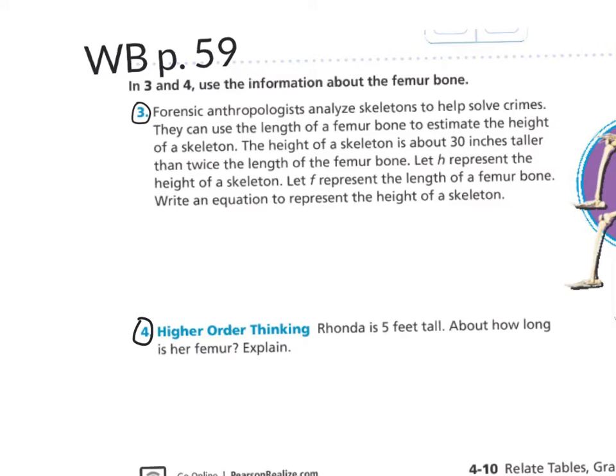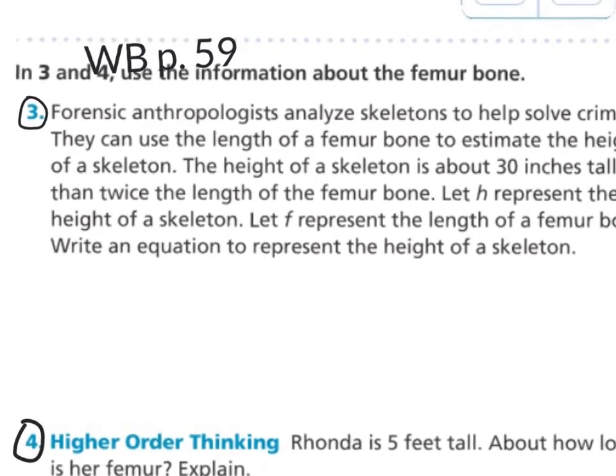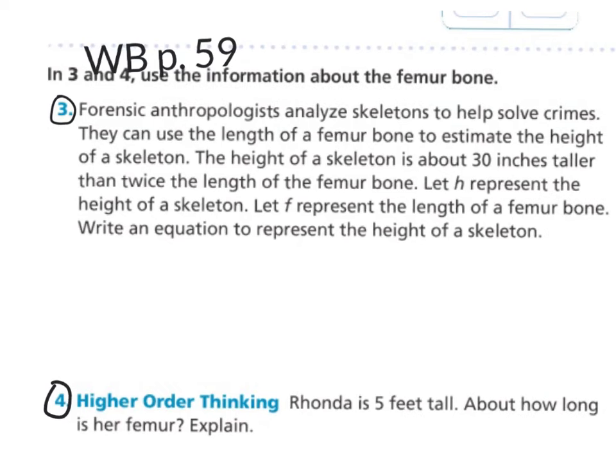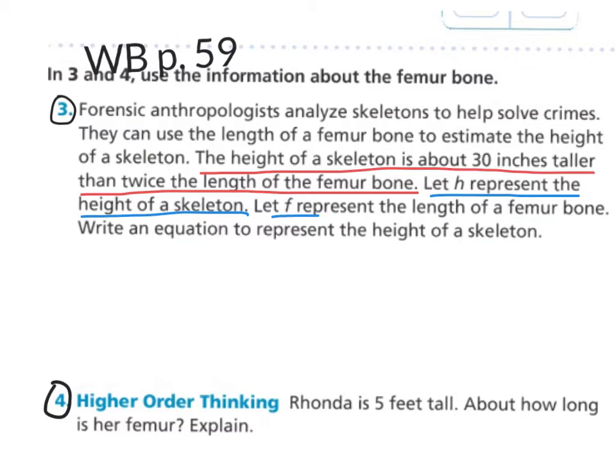We're going to look at some problems on workbook page 59, starting with number 3. So forensic anthropologists analyze skeletons to help solve crimes. They can use the length of a femur bone to estimate the height of the skeleton. The height of the skeleton is about 30 inches taller than twice the length of the femur bone. So if we let H represent the height of the skeleton and let F represent the length of the femur bone, they want us to write an equation to represent the height of the skeleton.